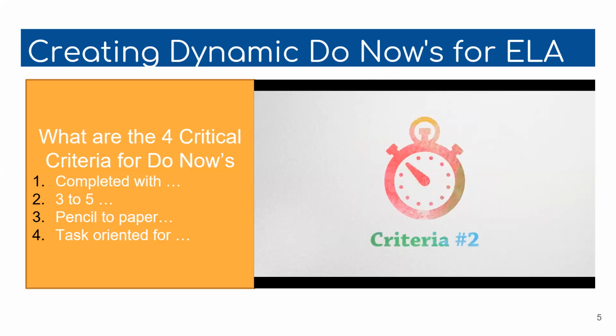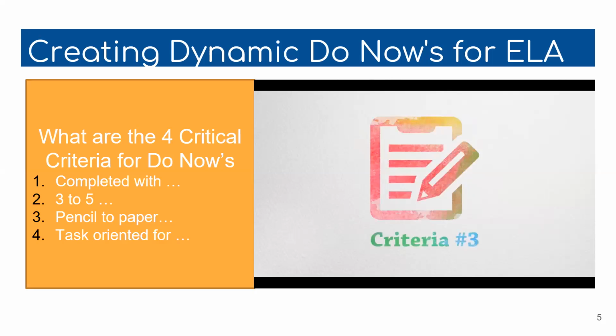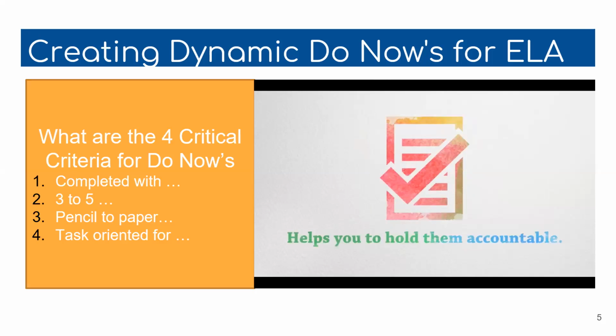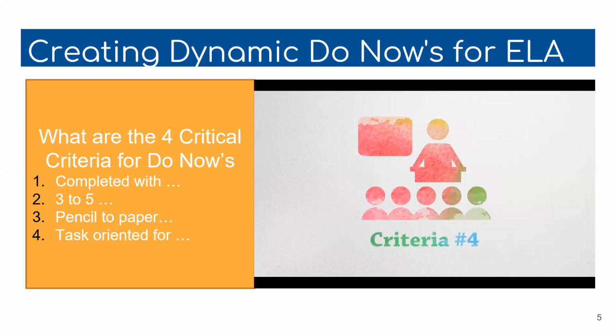The second criteria is that it should only take 3 to 5 minutes to complete. You don't want this stretching into your instruction time. Criteria number 3 is that the activity should require putting a pencil to paper. That is, there should be a written product from it. This written product allows you not only to make it more rigorous and more engaging, but it allows you to better hold students accountable because you can clearly see whether they are doing it or not. Criteria 4 is to remember that it needs to be task-oriented.